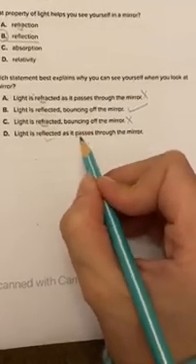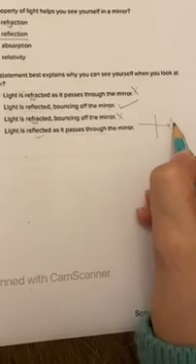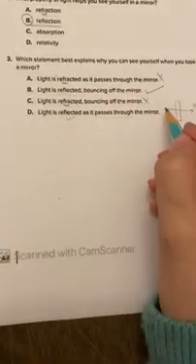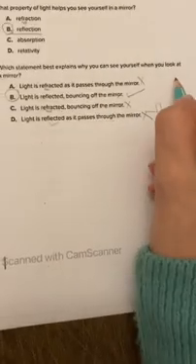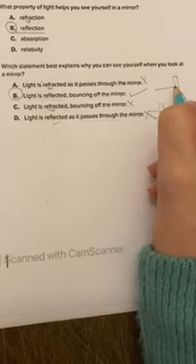As it passes through the mirror. Can the light pass through the mirror? No. It cannot pass through the mirror because the mirror is opaque material. So the answer is B. Light is reflected, bouncing off the mirror. Reflected.